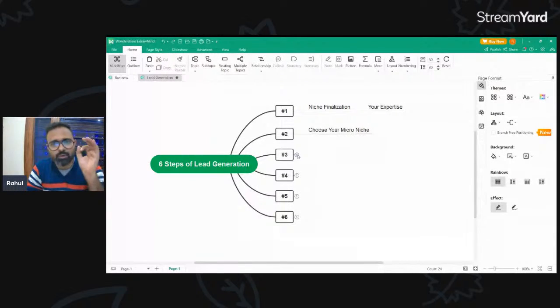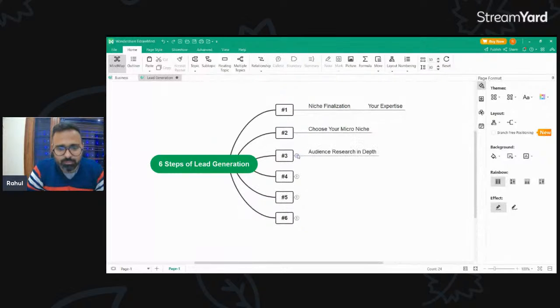So finalizing your micro niche is very, very, extremely important. Then comes audience research in depth, right? See, if we are talking about lead generation, lead doesn't mean any person coming into your business. Lead means a person who has come through a proper filtration process, right? So if you really need good quality people, or good leads coming towards your business, you got to understand your audience very clearly, right? You must know your audience.